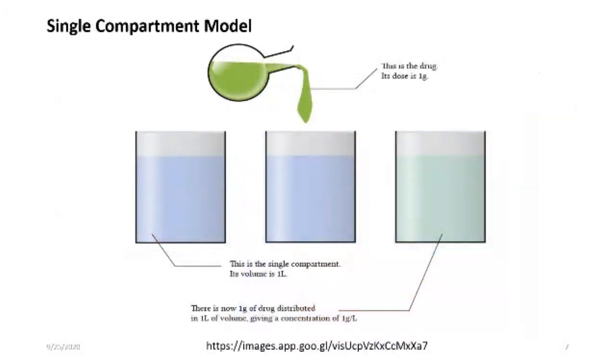Okay, so we're looking at a single compartment model. The one compartment open model is the simplest way to describe the process of drug distribution and elimination in the body.